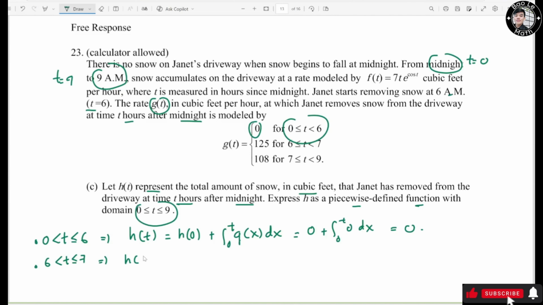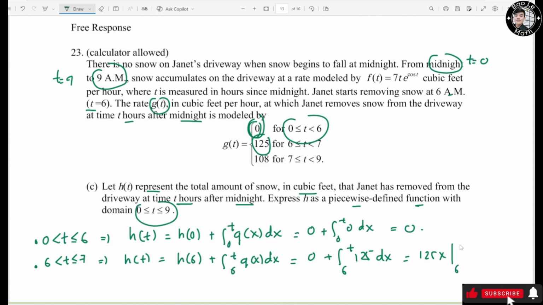So, h(t) equals h(6) plus the integral from 6 to t of g(s) ds, right? That's 0 plus the integral from 6 to t of 125 ds. So it's going to be 125s evaluated from 6 to t. So it's 125 times (t − 6).